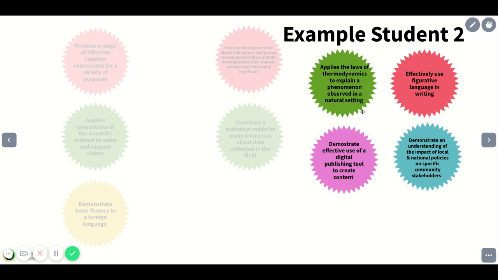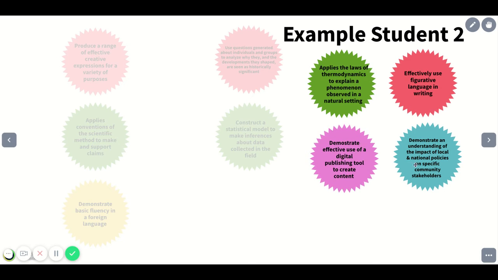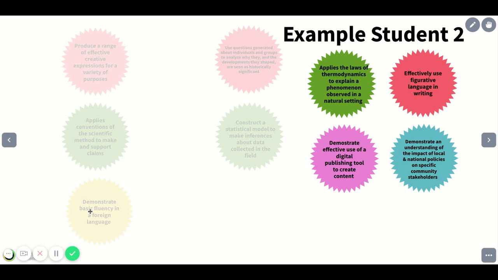So maybe this student uses thermodynamics in a particular way. They study about it, they learn about it, they go use it. They also write in the magazine. They're part of the team which publishes it, and they also similarly do a behind the scenes on specific community stakeholders. They're not focused on the foreign language thing. Maybe they don't need that for university, or they're not that interested in learning Indonesian or whatever. They just disregard this one.